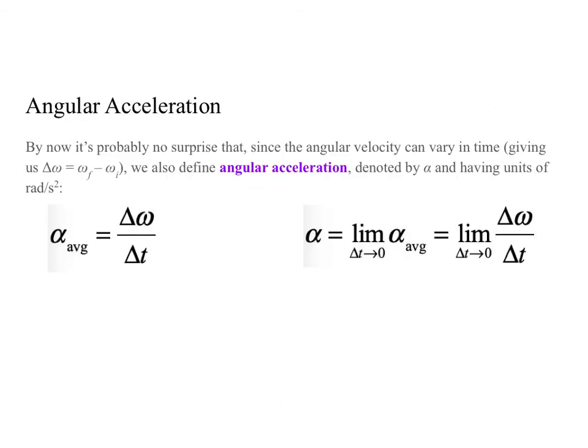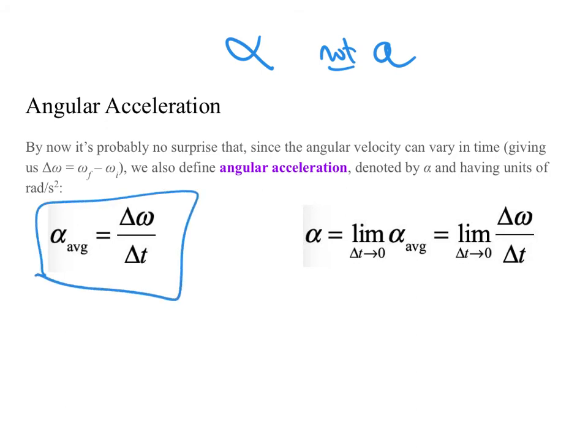By now it's probably no surprise that since the angular velocity of an object can vary in time, giving us delta omega is omega f minus omega i, we'd also define angular acceleration, denoted by the letter alpha, and having units of radians per second squared. Notice that alpha is not an A. We're talking about alpha, not A. That's going to be really important to keep track of. That's the place where students often make silly but tragic errors, and try not to do that. And we define, as before, that the acceleration is the change of velocity per unit time, but now we use the angular versions, and the actual instantaneous acceleration would be the limit again.